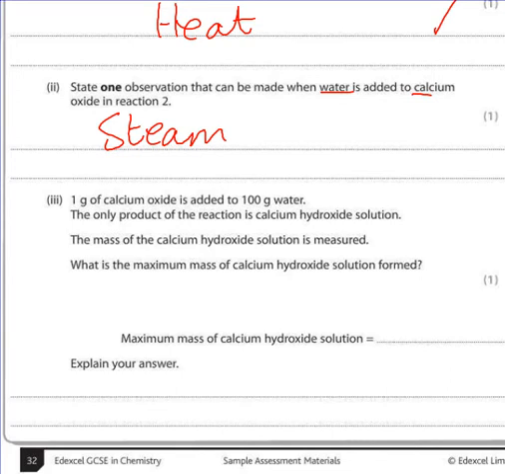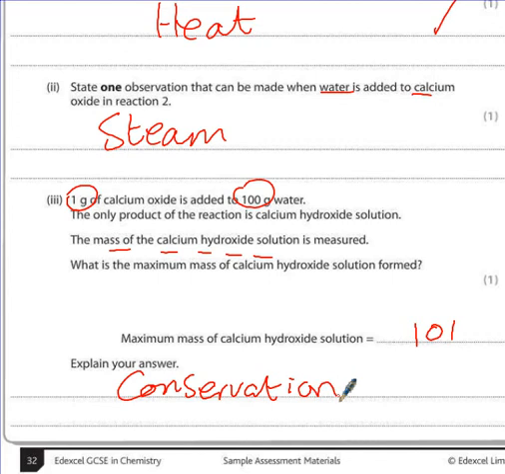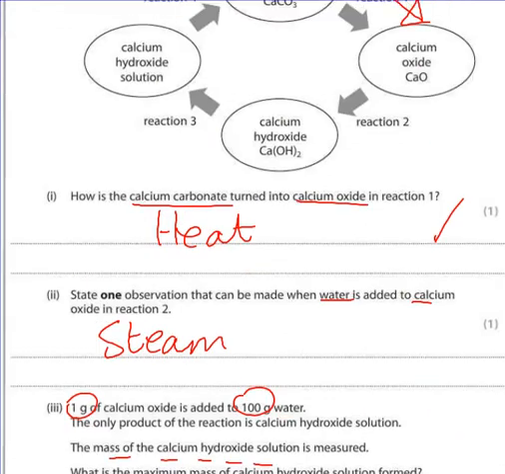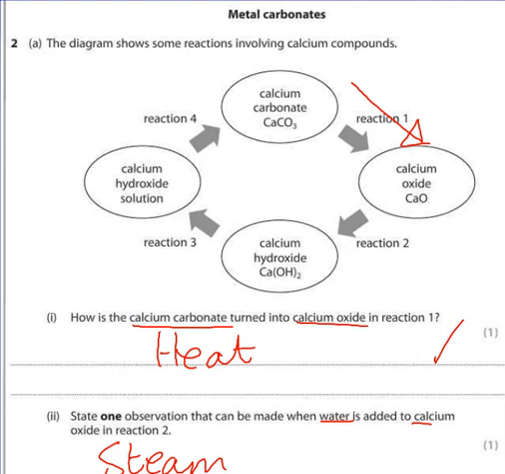The mass of calcium hydroxide solution is measured. So 1 gram of that and 100 grams of that, the products are going to be 101 grams. That's because of conservation of mass. No atoms are lost, destroyed or created. It's always going to be the same on both sides. Okay. Let's move on. So, still on question 2.